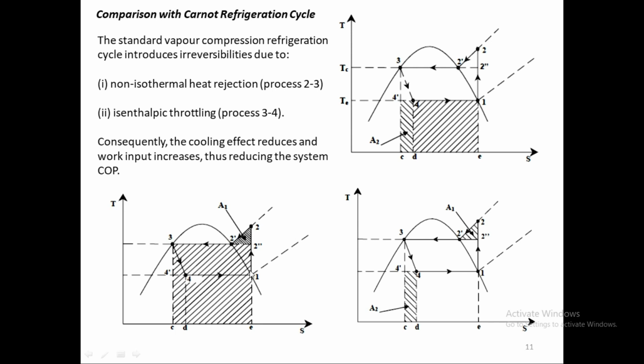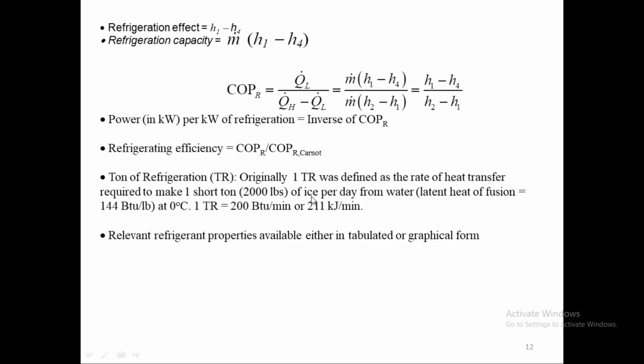Actually, in the Carnot cycle, it's just a vertical line from here to here, and then it goes here. So this is the amount of heat or extra amount of energy that will be required, and here you will be losing extra amount of energy because the process is not an ideal process. So this shaded area and this hatched area, A1 and A2, these are the losses in the actual cycle as compared to the Carnot cycle. Okay, so moving on.